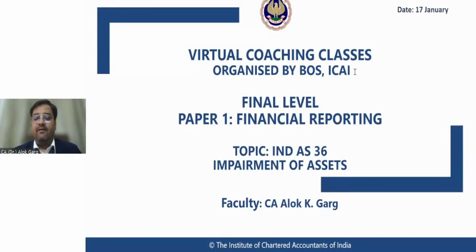Today we are going to talk about a very important standard, which is impairment of assets. So far, we have understood many asset-related standards like Ind AS 16 Property, Plant and Equipment, Ind AS 38 Intangible Assets, Ind AS 40 Investment Property, and Ind AS 105 Non-current Assets Held for Sale and Discontinued Operations. In case of PPE, depreciation should be there; in case of intangible assets, amortization; in case of investment property, again depreciation.